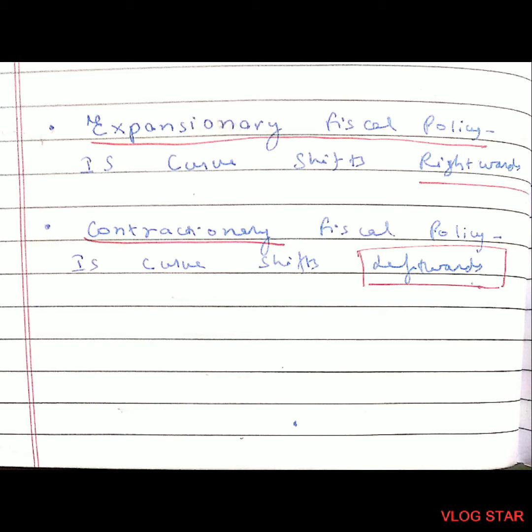There are two types of fiscal policy which are used in the IS curve. First is expansionary fiscal policy. In this, the IS curve shifts rightwards. And the second one is contractionary fiscal policy. When this is applied, the IS curve shifts leftwards. Now let's understand the expansionary fiscal policy.